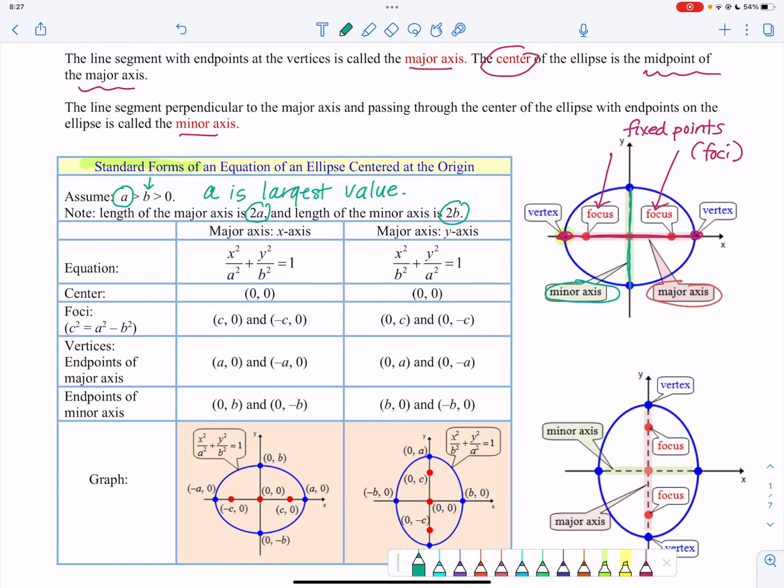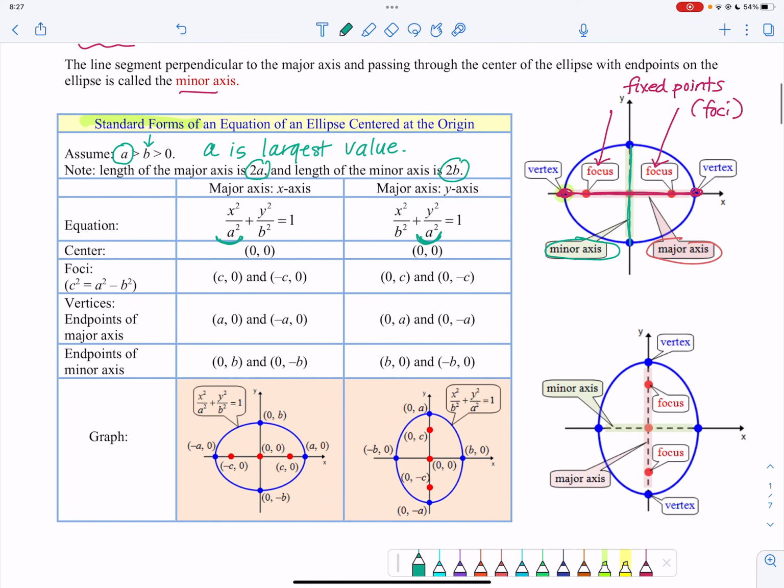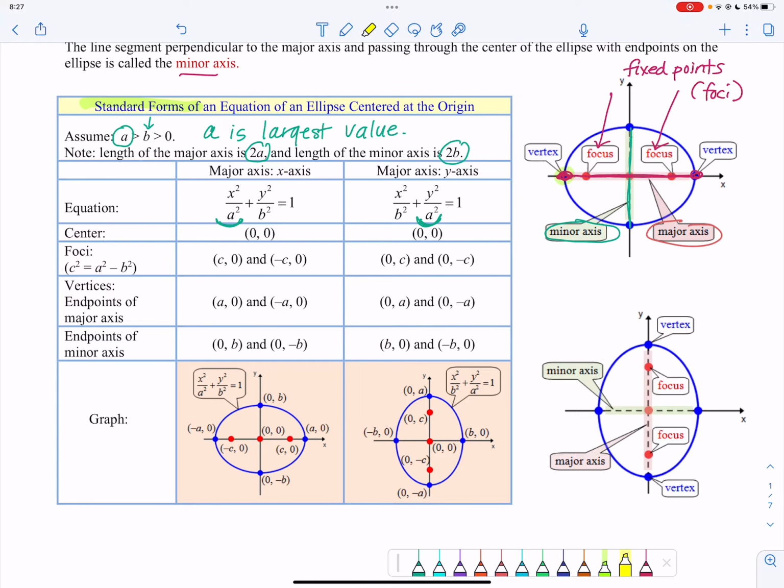Okay, so here's the equation. If you have a major axis which is the x-axis, your equation will look like this. The larger number squared will be under the x squared. If the larger number is under the y squared, the major axis will be the y-axis. So that's how you know what the major axis will be, either the x-axis or the y-axis. And keep in mind, these are the ellipses centered at the origin.